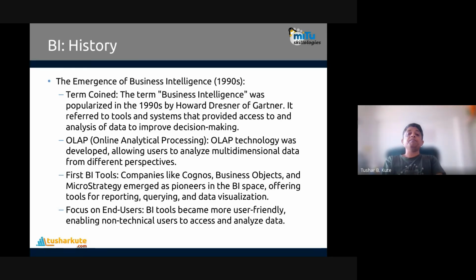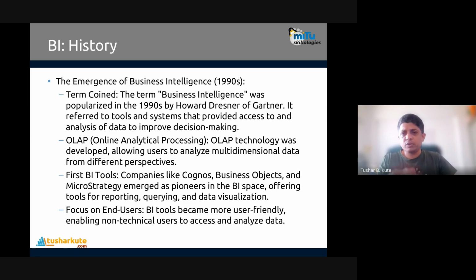In the same era, OLAP, online analytical processing, was developed, allowing users to analyze multidimensional data from different perspectives. OLAP was created in the 1990s. And in the same era, the first BI tools were created. Companies like Cognos, Business Objects and MicroStrategy emerged as pioneers in the BI space, offering tools for reporting, querying, and data visualization.